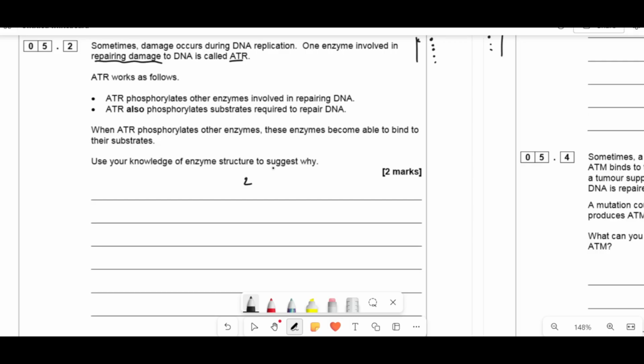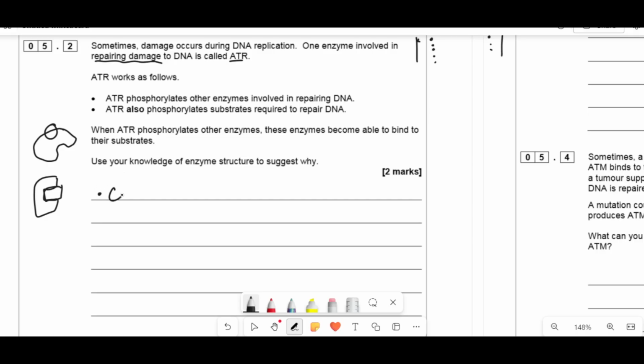It doesn't work. The question has told you that phosphorylating is adding a phosphate, right? It's told you that it's phosphorylating enzymes and they become able to bind to their substrates. Normally, an enzyme binds to its substrate because it is complementary, but this question's told you that for some reason, sticking a phosphate on it makes it able to bind to a substrate. So what must have happened is that this phosphate changes the shape of the active site to make it become complementary. It's no inhibition here.